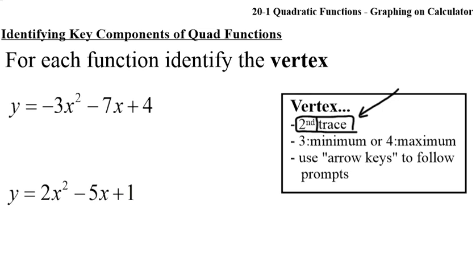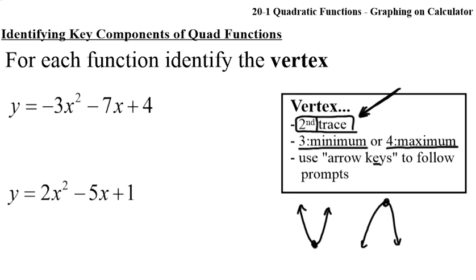But my vertex, remember, the vertex could be a max or a min. So once I hit second trace, I need to choose 3 minimum if it's a minimum. I need to hit the number 4 maximum if my vertex is a max. So I have to know what's going on. And then we use the arrow keys at the top to follow the prompts that it gives us, which I'll walk through. So in this case, we want to graph negative 3x squared minus 7x plus 4.